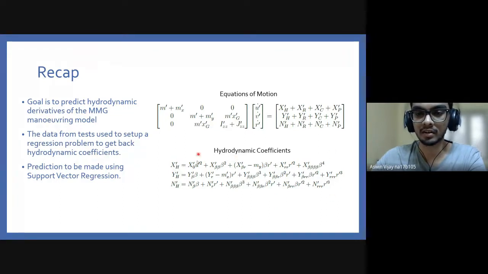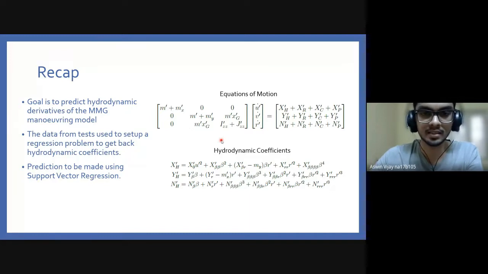And we have 5 hydrodynamic coefficients for the surge, and 6 each for the sway and the yaw respectively. And you can see that they're parameterized by U, beta, and R, where beta is the drift angle defined by tan inverse of minus V by U, where V is the sway velocity and U is the surge velocity. And the predictions are to be made using support vector regression.